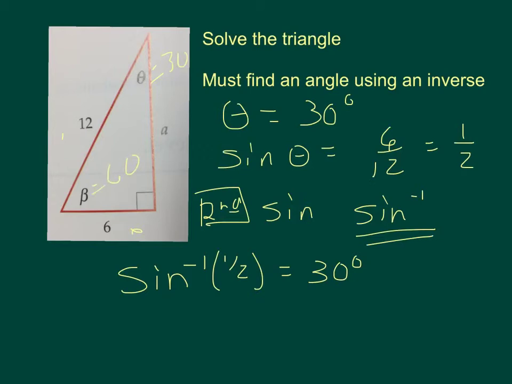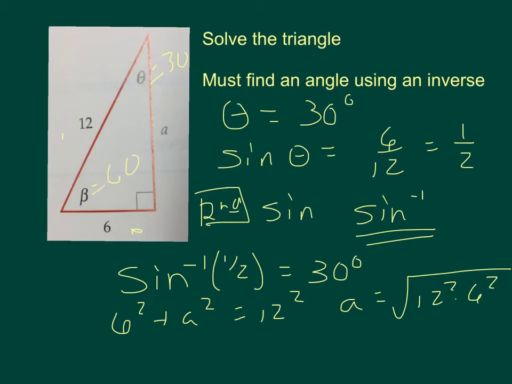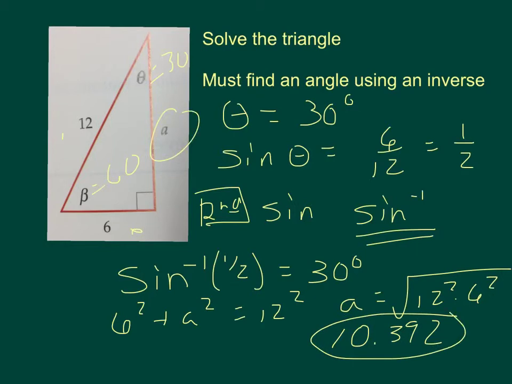If I know theta is equal to 30 degrees, I can subtract that from 90 and get beta to equal 60. I still need to find side A, so I can use any of those angles, or I could use the Pythagorean theorem that says 6 squared plus a squared is equal to 12 squared. So a is equal to the square root of 12 squared minus 6 squared. I take the square root and I get 10.392. So 10.392 is A, theta is 30, and beta is 60.